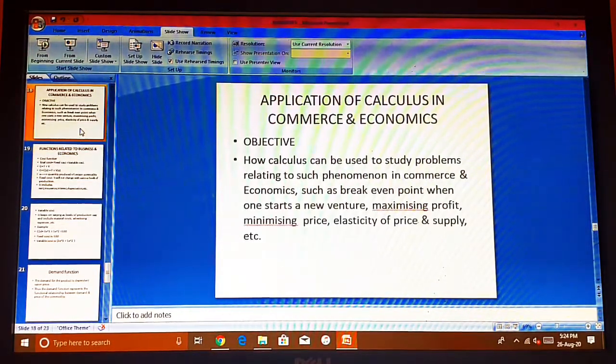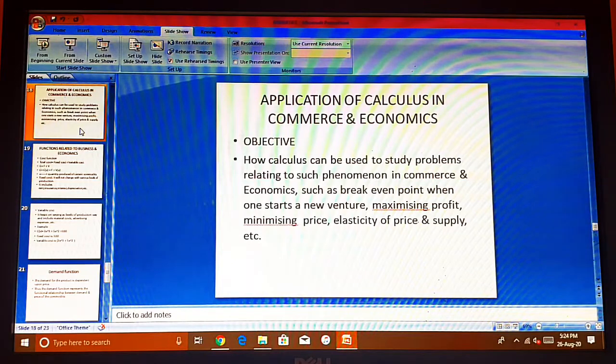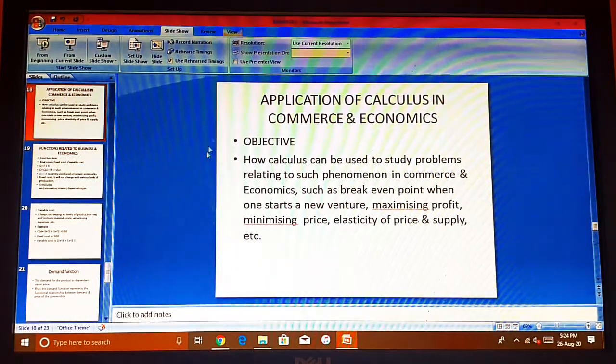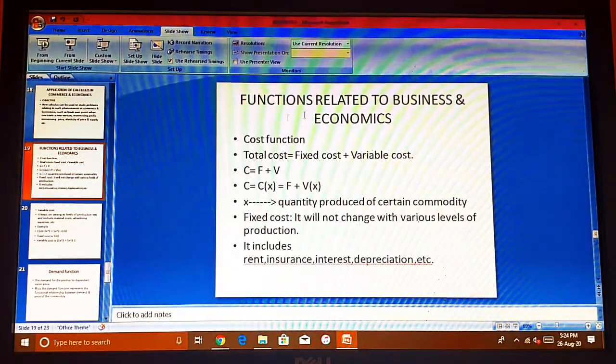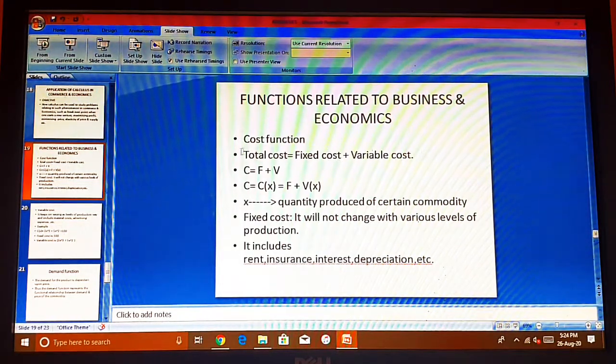So in today's class, we just discussed some of the concepts, some of the terms used in the application of calculus in commerce and economics. First we discussed some of the business terms, right? Cost function, very important. Cost function is fixed cost plus variable cost. Fixed cost means it is fixed. Variable cost means it varies.